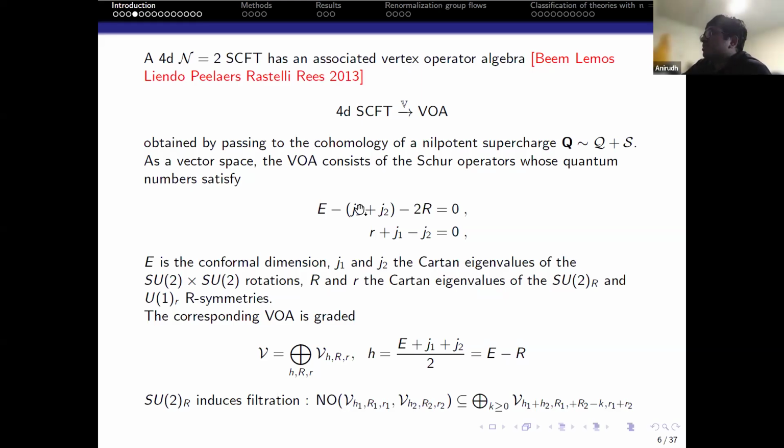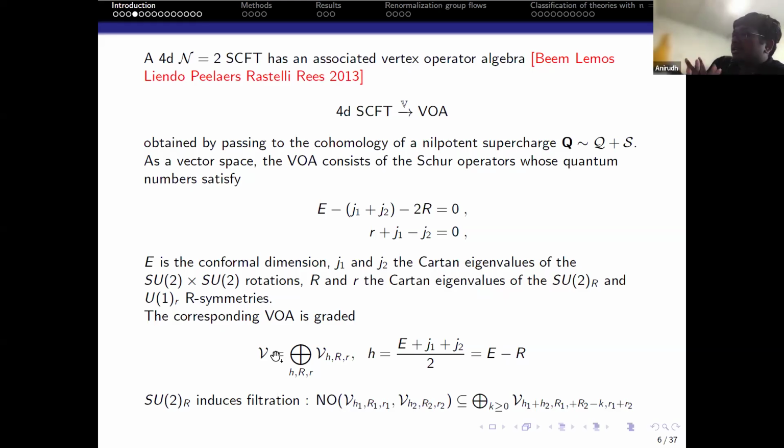And as a vector space, this VOA consists of what are called Schur operators, whose quantum numbers satisfy these shortening conditions. Here E is the conformal dimension, j1 and j2 are the Cartan eigenvalues of the SU(2) times SU(2) rotations, and capital R and small r are for the SU(2)_R and U(1)_r symmetries.